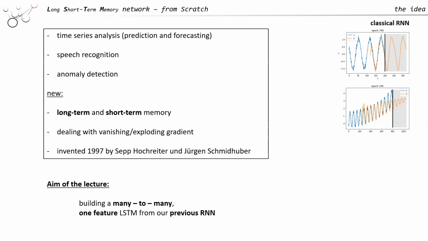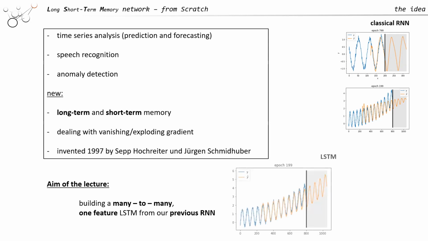So we want to build a many-to-many LSTM and also a one-feature LSTM in order to keep the whole thing simple. But I will also show you how you can modify it if you want to turn it into a many-feature LSTM. We want to keep it simple again, so that you get the idea how it works in principle, so that you have something like a basic knowledge that you can use to improve, for example, your own LSTM, or that you can also understand the LSTMs you use, let's say from TensorFlow or something, when you use packages and external libraries.